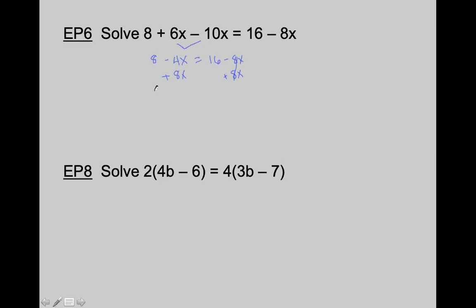I bring down what I have, which is 8. Negative 4x plus 8x is 4x. Equals, and I'm left with 16 on the right. All right, now I have a two-step equation. I have my variables on the left, so I'm going to leave that alone. I'm going to subtract 8 from both sides. And I get 4x is equal to 16 minus 8, which is 8. Divide both sides by 4. And I get x is equal to 2.